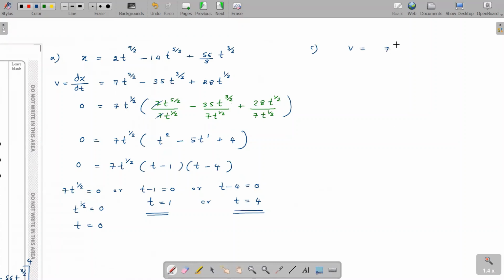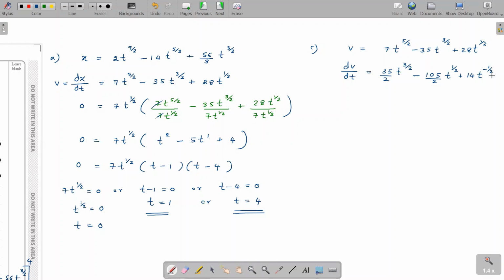Part C, so velocity is 7t to the power 5 over 2 minus 35t to the power 3 over 2 plus 28t to the power half. Are you with me? Let's differentiate and we get dv by dt. 7 multiplied by 5 over 2 is 35 over 2, t to the power 5 over 2 minus 1 is 3 over 2. Is that okay? Minus 35 into 3 over 2 gives you how much? 105 over 2 t, 3 over 2 minus 1 is 1 over 2. 28 multiplied by half is 14, t to the power half minus 1 is minus half.